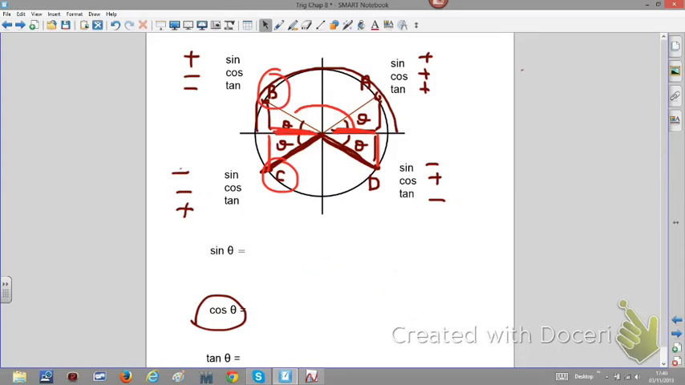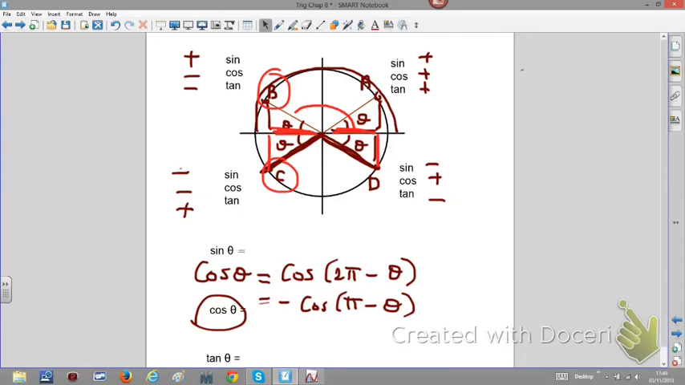So we've got cos theta must be equal to the coordinate for D, which is cos of 2 pi minus theta. And that's the same as minus cos of pi minus theta. And for coordinate C, again it's negative, and that's cos of pi plus theta. So we've got the relationship between the 4 angles.